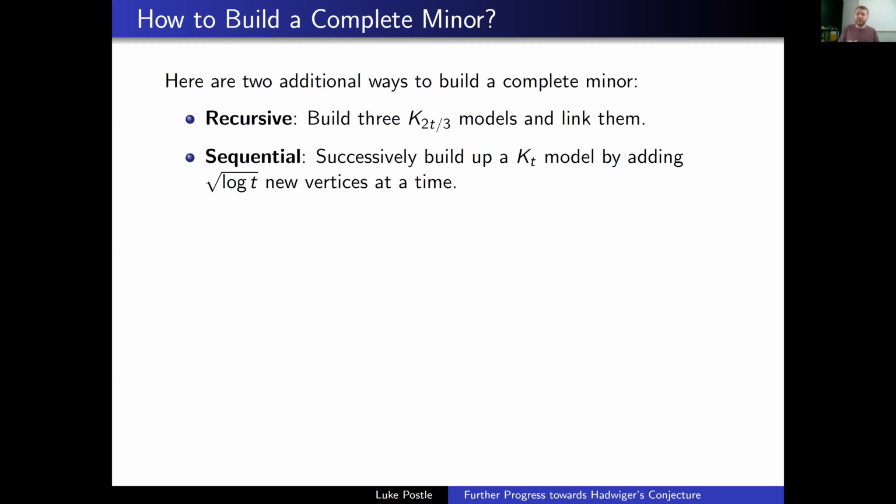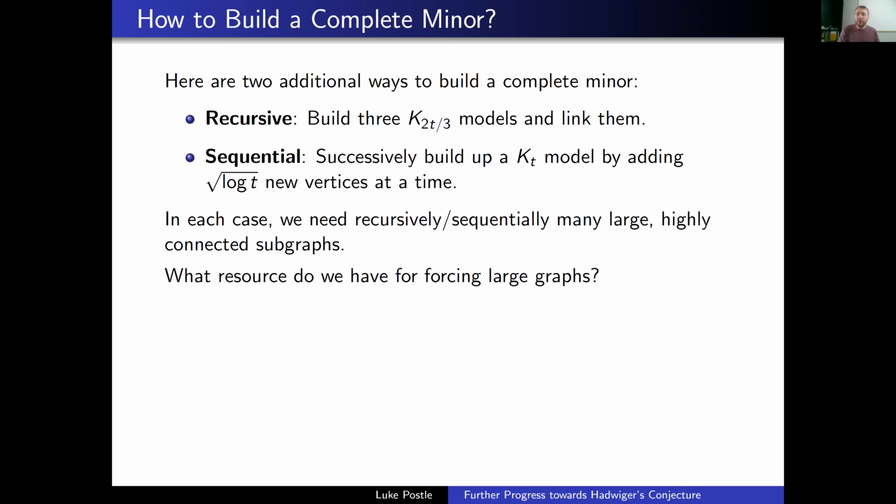The other idea I want to suggest is sequentially. Let's successively build up a KT model, but only adding square root log t new vertices at a time. That's like the old picture where we try to add maybe only one row or column at a time. Let's build up a little bit of the miner at a time. So these are two different ideas. And how are we going to use them? Well, the issue is in each case, whether recursive or sequential, we're going to need many large, highly connected subgraphs. We're going to use linking and weaving to do this, right?